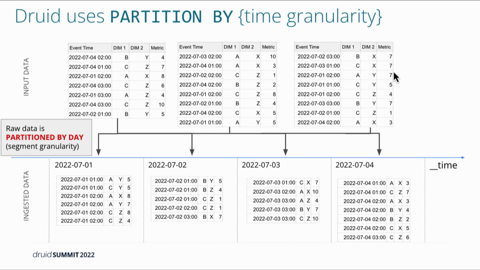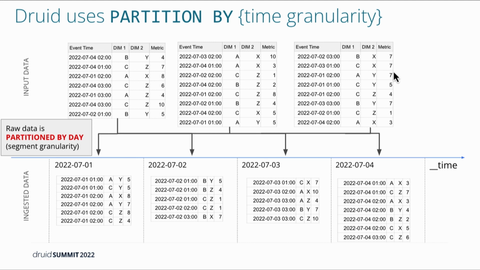So Druid will first organize those rows by time and separate them into time intervals specified by the partition by clause. In the partition by clause in SQL, you can specify second, minute, hour, day, month, any of the time granularities. And this will create the separate time intervals to organize the data in. In this case, we're doing partition by day, so we see a time interval for July 1st, a time interval for July 2nd, and so forth. And the rows that come from all of the input files are organized into those different time segments.